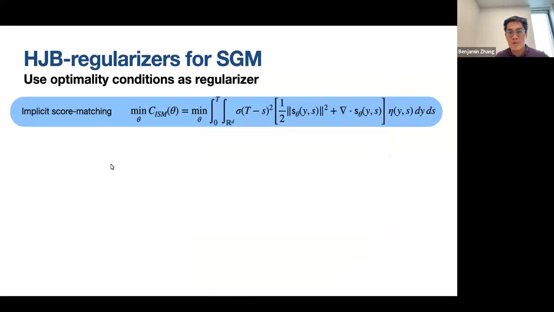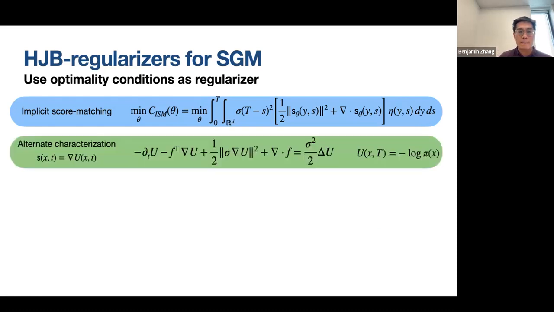So this is something called a Hamilton-Jacobi regularizer. The idea is just to take the optimality conditions of the mean field game and tack them onto your training objective. This is a typical way of training, so we'll just look at score-based generative models. This is a typical way of training a score-based generative model by implicit score matching.